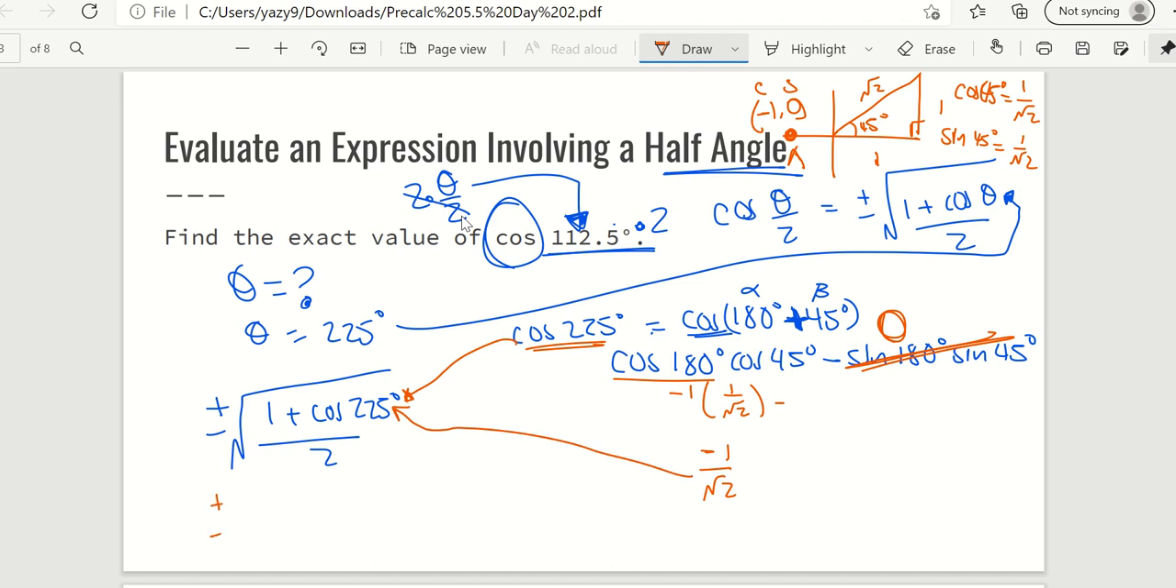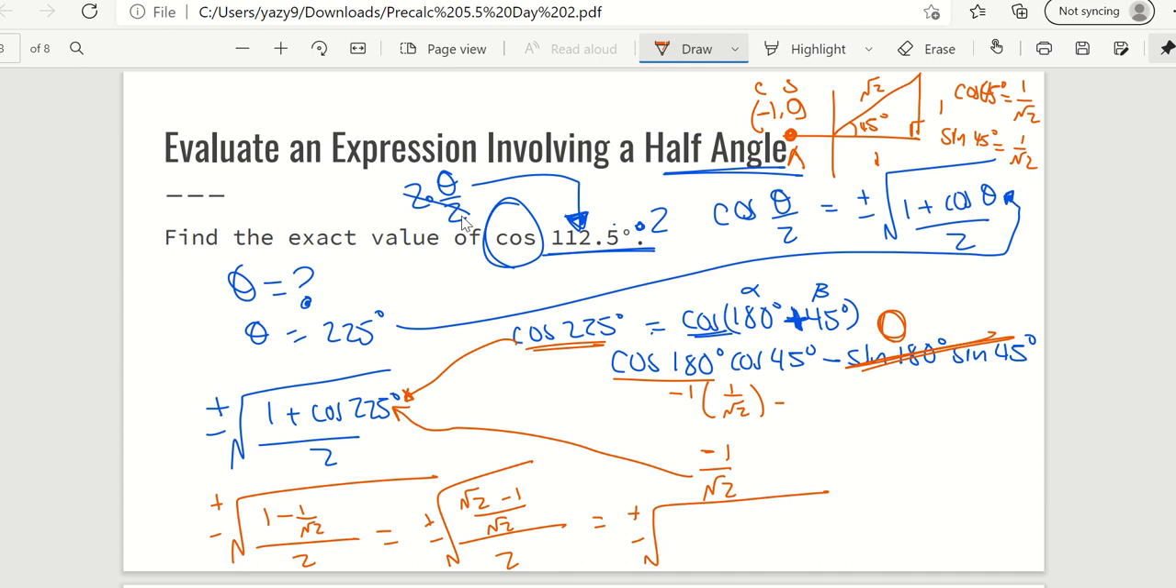So now I have plus or minus radical 1 minus 1 over radical 2, all over 2. And if I do some algebra, get a common denominator, then I have radical 2 minus 1 over radical 2 divided by 2, all under the square root. And keep, change, flip tells me that I keep the first fraction, change the sign to multiplication, and flip the second fraction. Instead of 2 over 1, it becomes 1 over 2. And so this becomes radical 2 minus 1 over 2 radical 2.